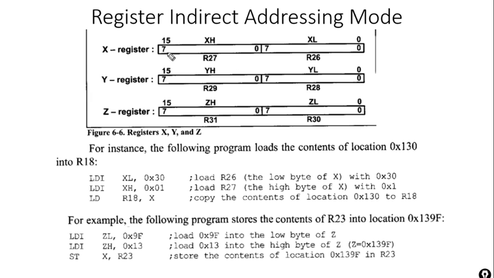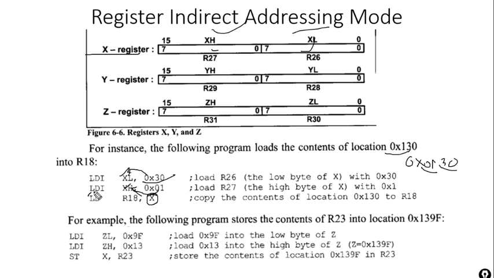Here again in the diagram shown, the X register has XL and XH, R26, R27, and so on. They can also be named XL and XH. So we needed to write in the 16-bit address 0x130, which is 0x01 and 0x30, lower byte and higher byte. We loaded XL with the lower byte and XH with the higher byte, and now the X register contains a 16-bit address.